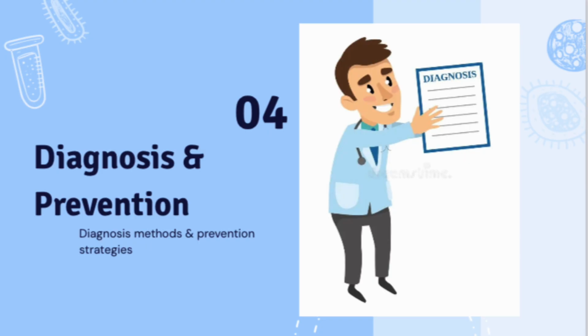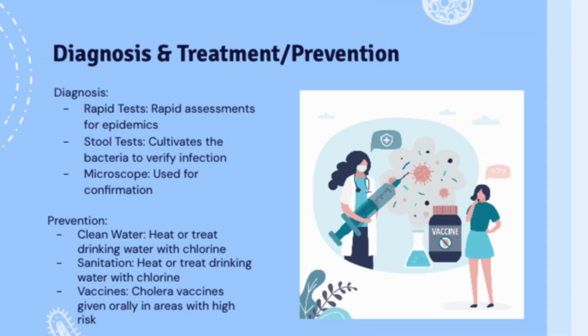Diagnosis and prevention. The diagnosis includes rapid tests, rapid assessments for epidemics, and stool tests that cultivate the bacteria to verify infection, and the microscope is used for confirmation. The prevention for this disease would be clean water and sanitation, heating or treating drinking water with chlorine, and vaccines. Cholera vaccines are given orally in areas with high risk.